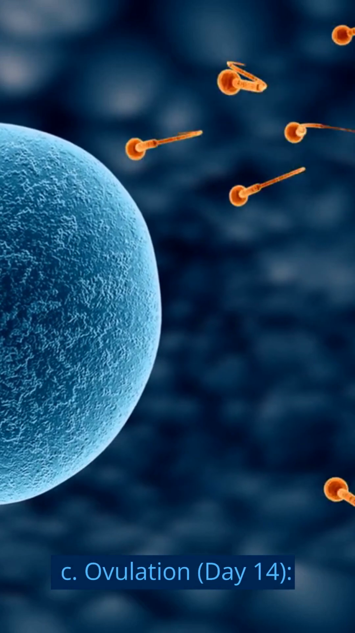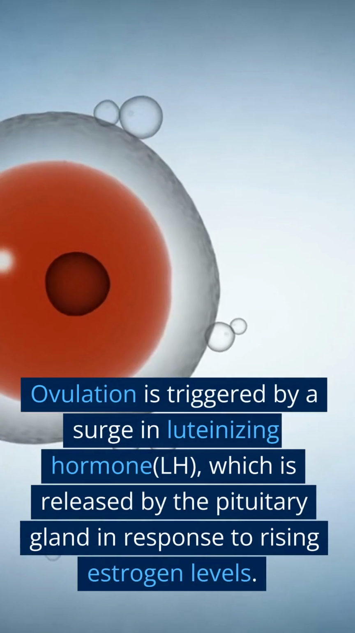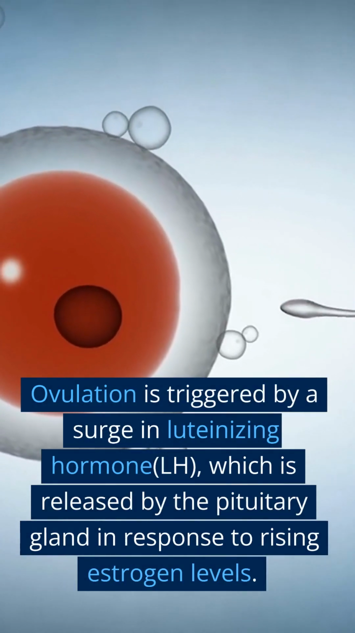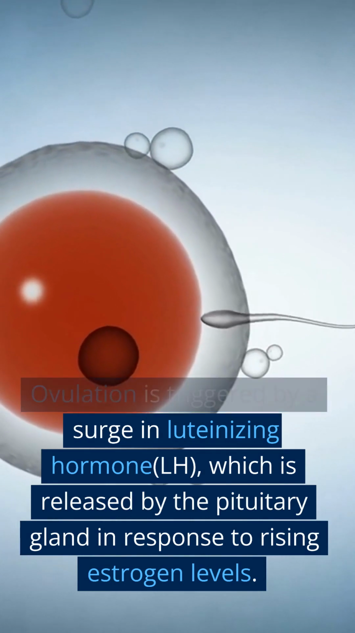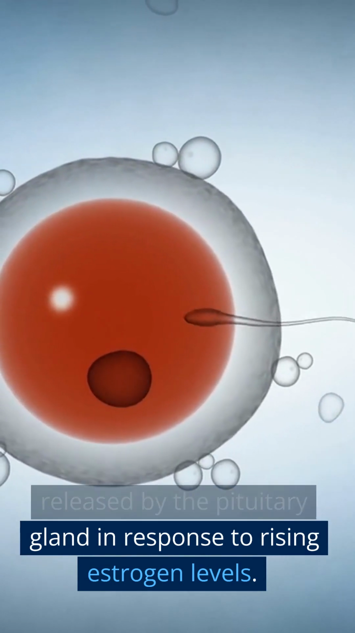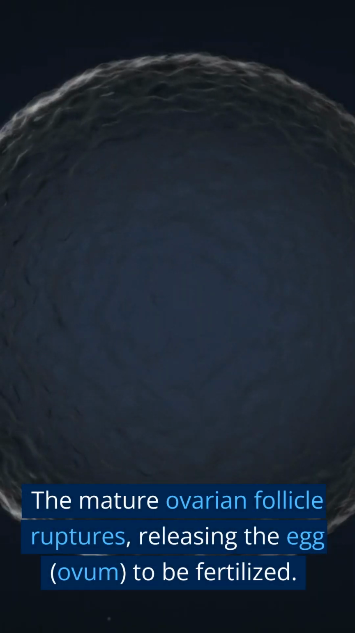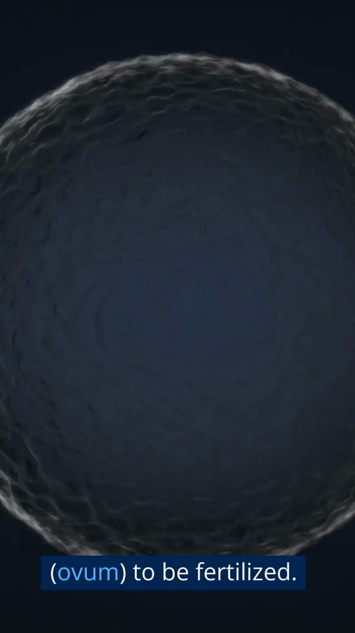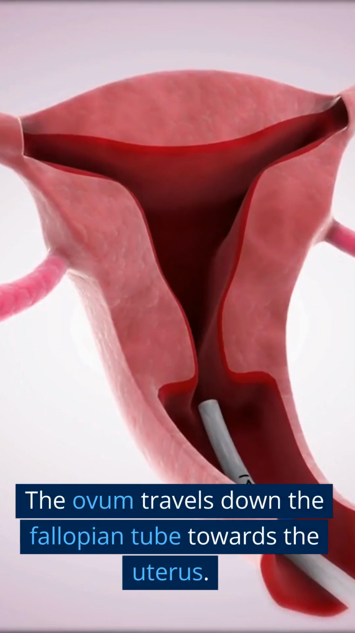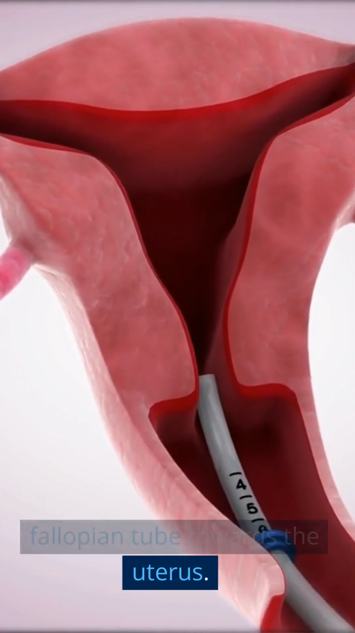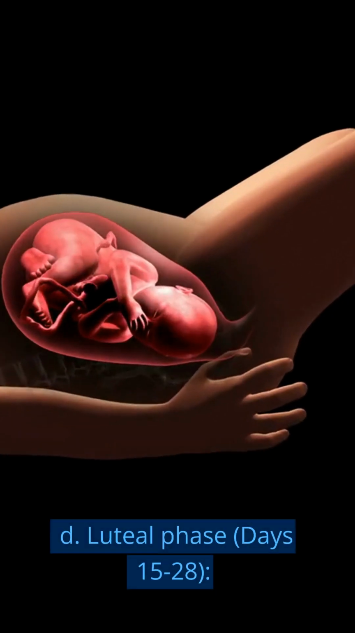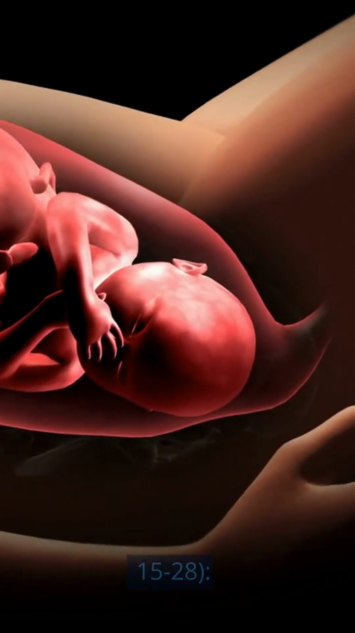C. Ovulation, day 14. Ovulation is triggered by a surge in luteinizing hormone, LH, which is released by the pituitary gland in response to rising estrogen levels. The mature ovarian follicle ruptures, releasing the egg, ovum, to be fertilized. The ovum travels down the fallopian tube towards the uterus. D. Luteal phase, days 15 to 28.